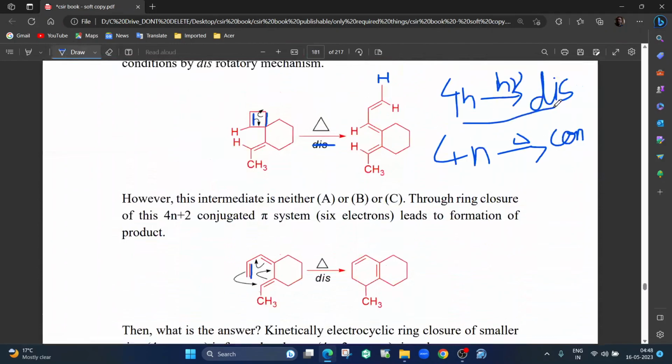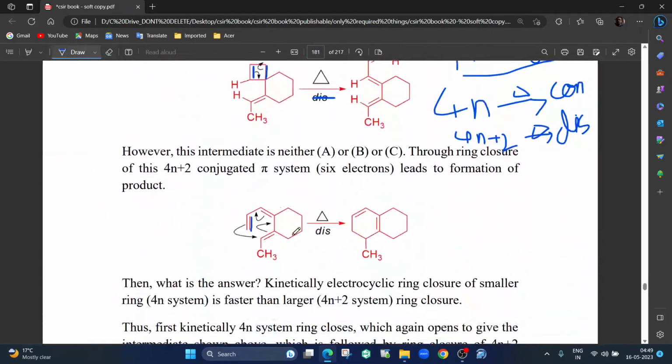So if 4n h nu is this, so 4n plus 2 h nu will be gone, and 4n plus 2 thermal is gone, so 4n plus 2, 4n plus 2 thermal will be this. Okay, thermal will be this, right? So what happens here is, this one rotates. Now we have to think.